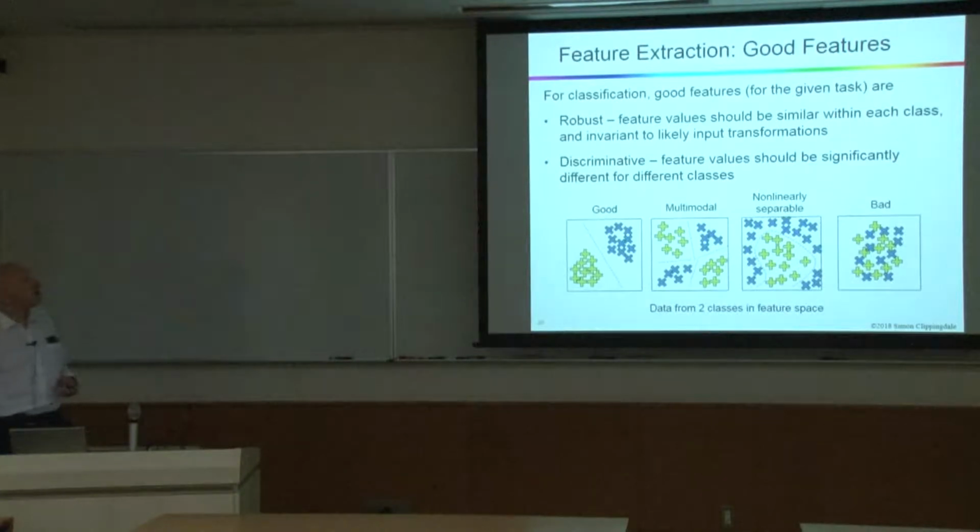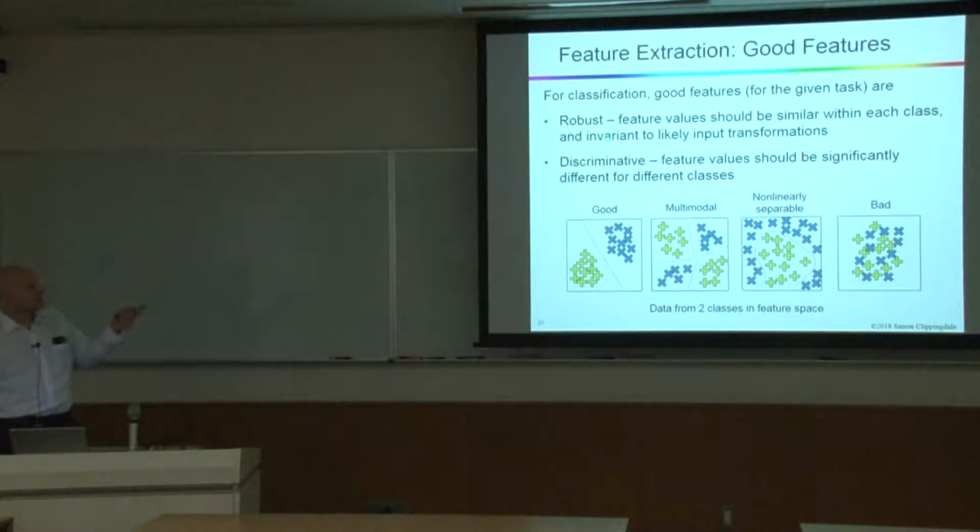There are others. So what are good features in general? Well, for classification, good features depend on what task you're doing, obviously, but they are robust, meaning that they should be similar within each class. So feature vectors extracted from the face of person A should all be as close to each other as possible, and they should also be invariant to input transformations. So if person A turns his or her head, or the lighting changes or whatever, you would like those feature vectors not to change very much.